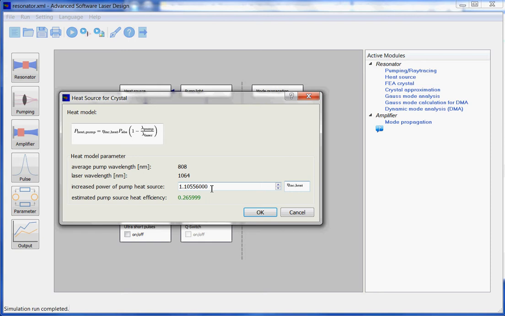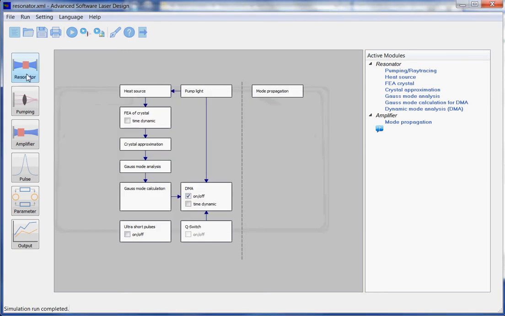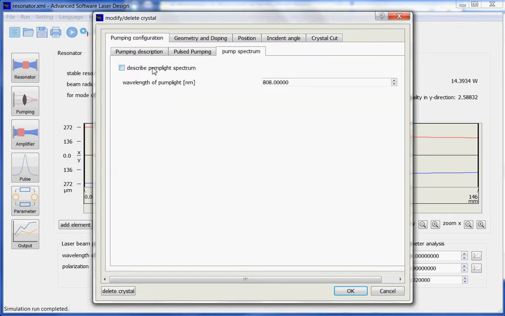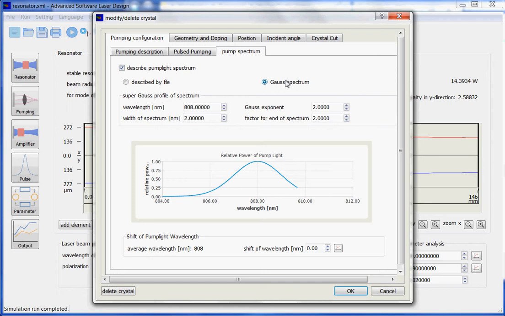However, ASLD contains also two different models. One of them is used as soon as you describe your pump light by a spectrum. This is actually more interesting if you have, for example, a flashlight, and then you can describe that by a suitable file. But here, for reasons of simplicity, let us describe the spectrum by a Gaussian function, which we mainly have when we have a diode light.